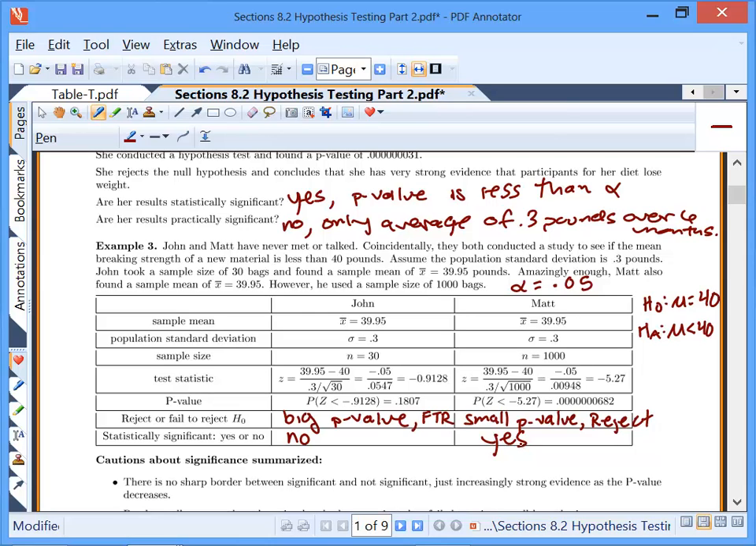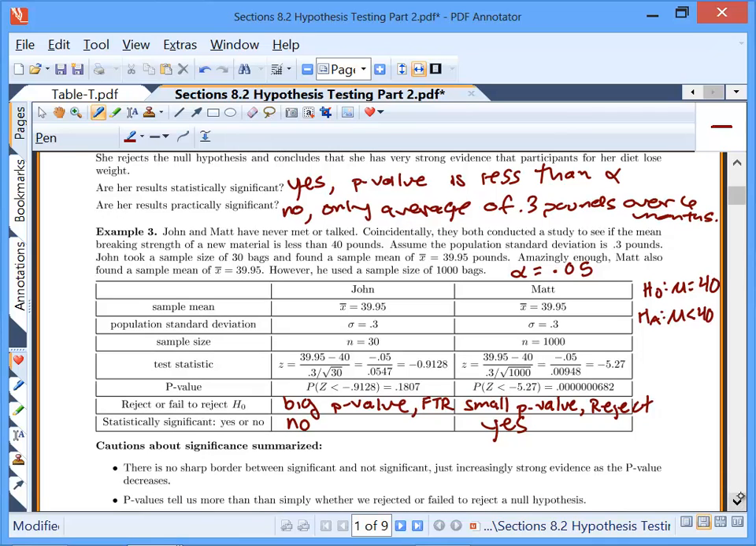So what we figured out here is that when you change the sample size, even small differences, so going from 40 to 39.95, so I mean that breaking strength is only 0.05 pounds different from your hypothesized mean of 40. Even a very small difference, if you make the sample size big enough, will make even very small differences statistically significant. So Matt, yes, he is very, very sure that that population mean is less than 40, but it's probably only like 0.05 pounds less.